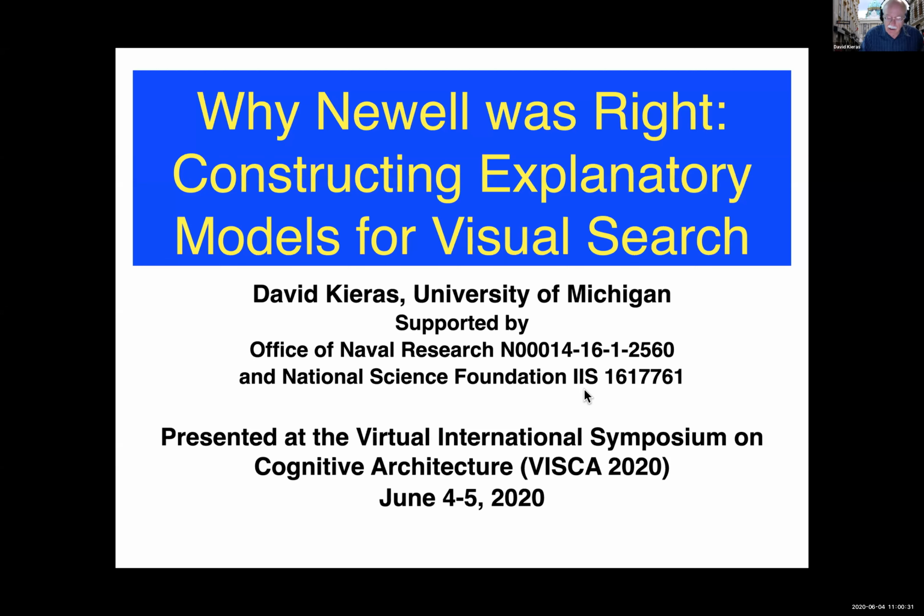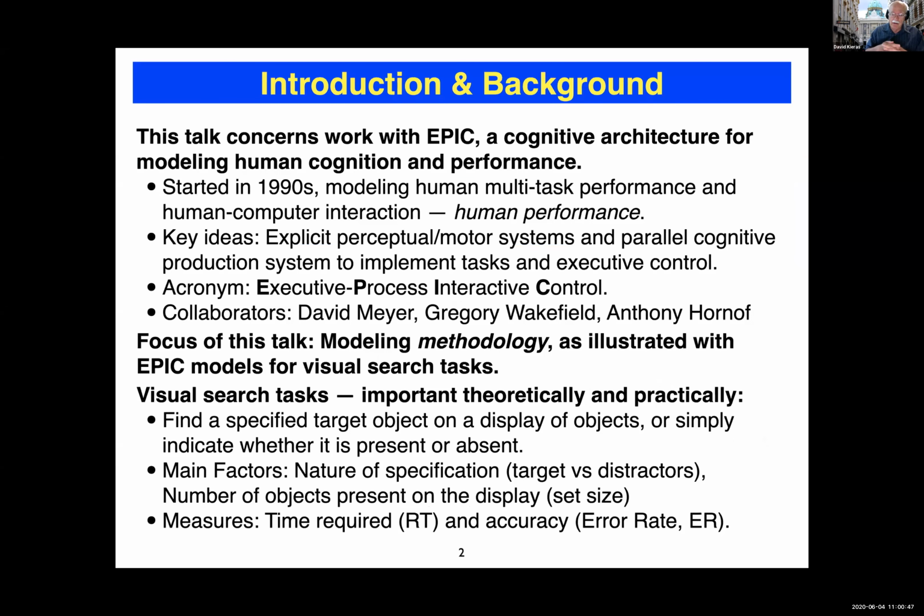Let's get going. I don't know if John did this on purpose, but following after Ken Forbes, we've gone all the way from extremely high level cognition. Well, in this one, we're going to get really down and dirty even with experimental data. Okay. A little bit of background.